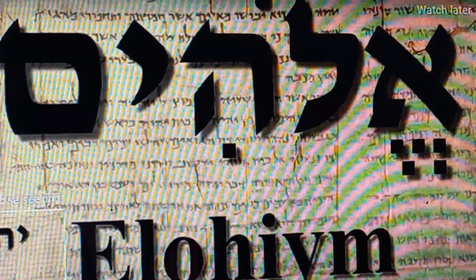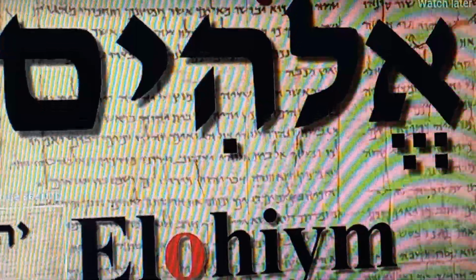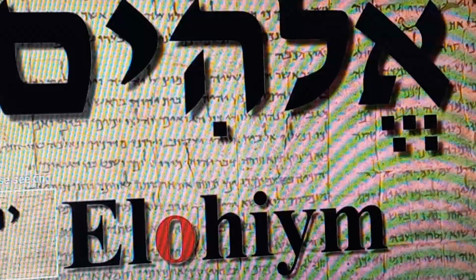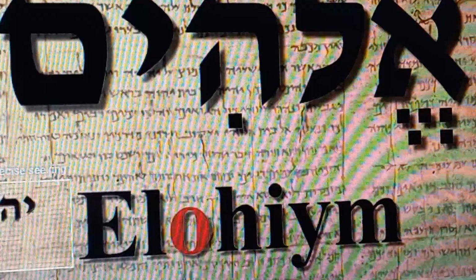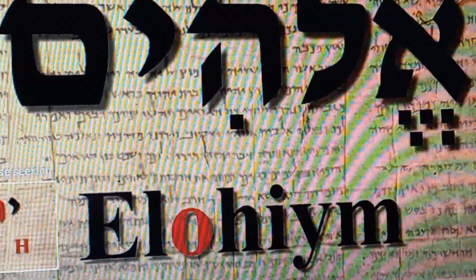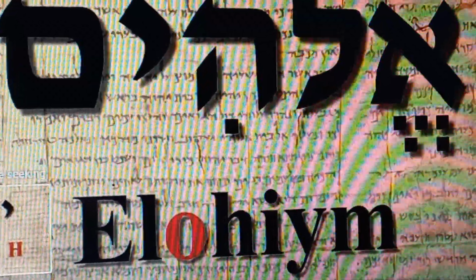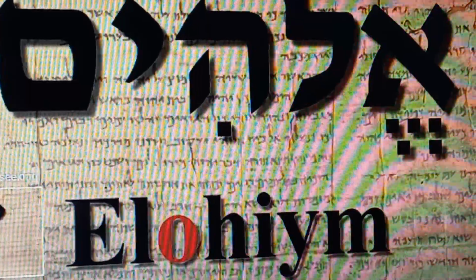This dot is the cholam, where we get the O vowel in Elohim, and is no different from the cholam that we find in Yahvah. In the Dead Sea Scrolls, we sometimes see this word written the same.